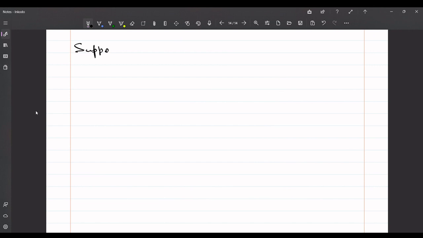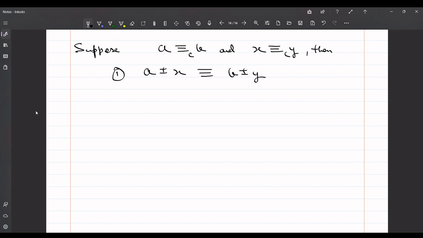Suppose A is congruent to B modulo C and X is congruent to Y modulo C. Then number one, A plus minus X is congruent to B plus minus Y modulo C. Number two, A into X is congruent to B into Y modulo C. Clear? Got it? Now proving them is quite simple.